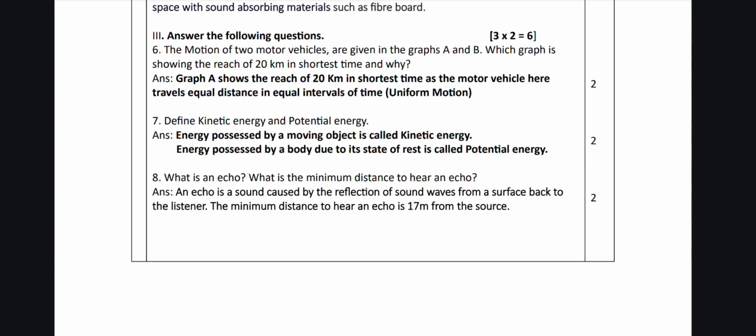Eighth question, what is an echo? What is the minimum distance to hear an echo? An echo is a sound caused by the reflection of sound waves from a surface back to the listener. The minimum distance to hear an echo is 17 m from the source.